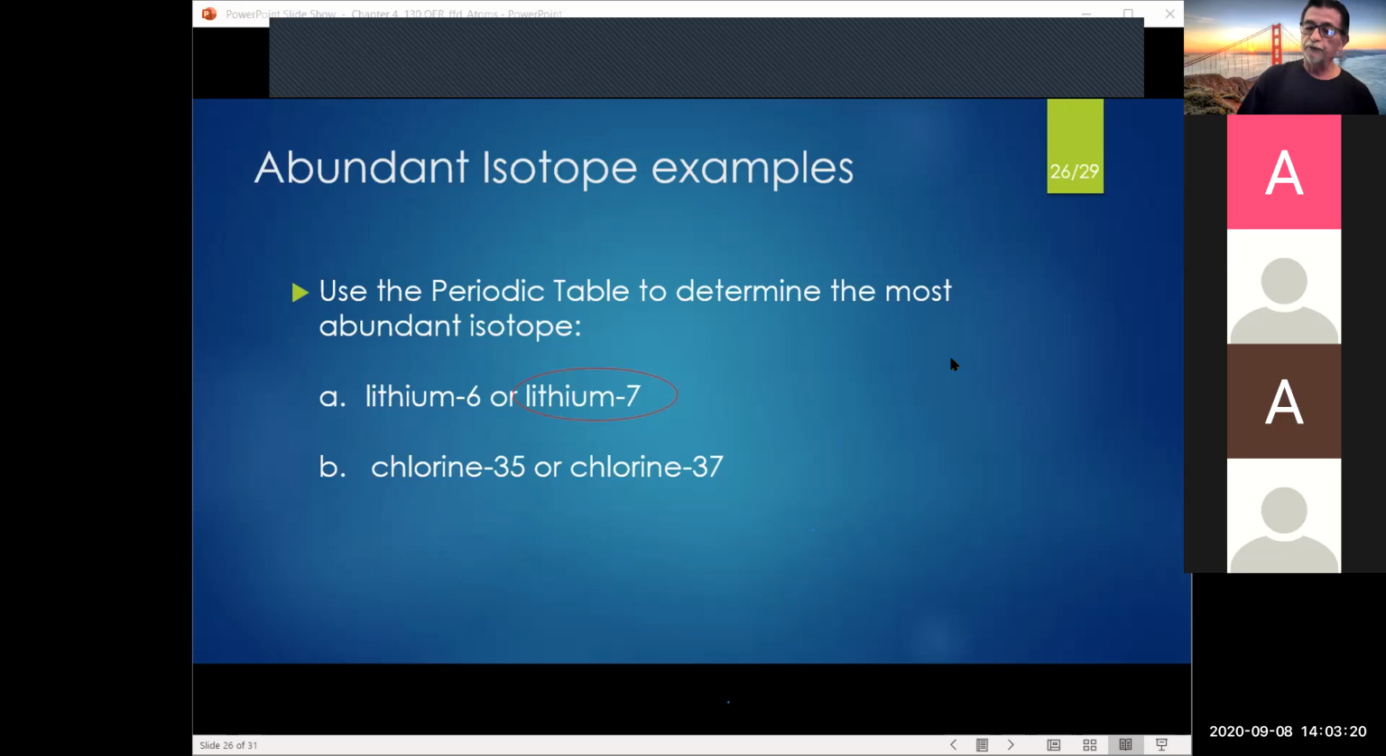Now take a look at chlorine-35 and chlorine-37, okay? Well, we first have to find the symbol in the periodic table, and chlorine is element number 17. Its atomic weight is 35.45, okay? Which means that the most abundant isotope would be which one? Chlorine-35. Exactly, chlorine-35. Now, do we have to memorize this? No. Just based on the information I gave you, finding it in a periodic table, we can deduce the most abundant isotope of any of those elements.